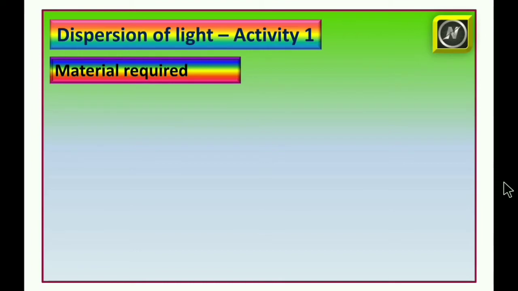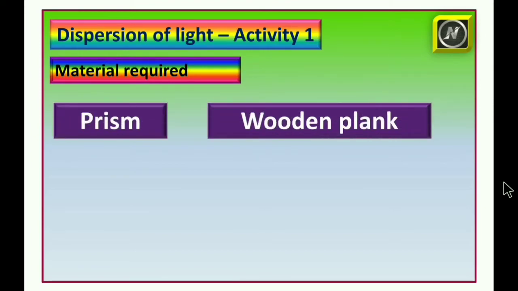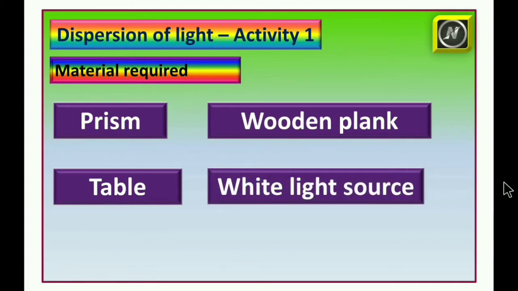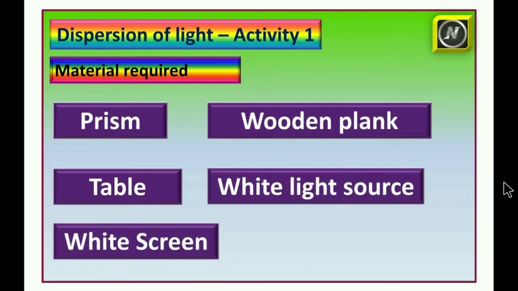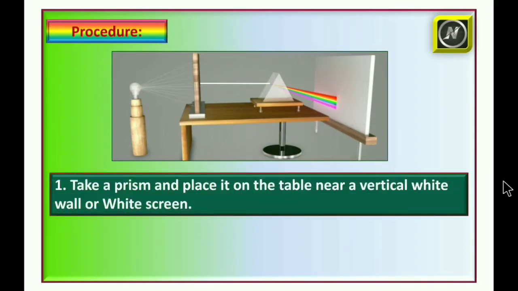Materials required: prism, wooden plank, table, white light source, white screen or white wall. Coming to the procedure. Take a prism and place it on a table near a vertical white wall or white screen.